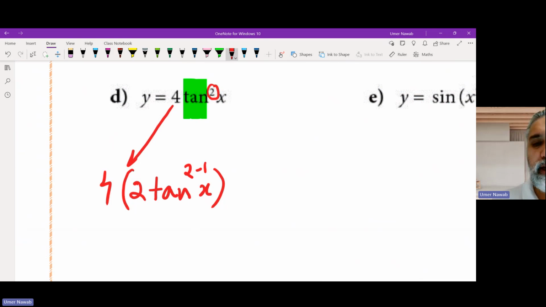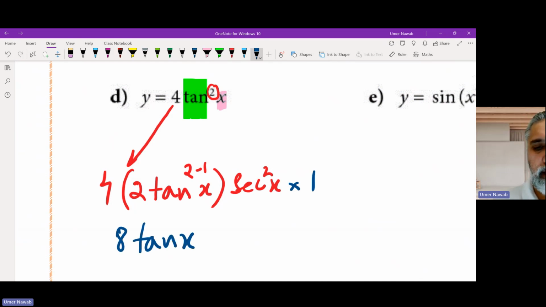What is the derivative of tan? It is secant square of x. What is the further derivative of x? Which is 1. Final answer is 8 tan x secant square of x.